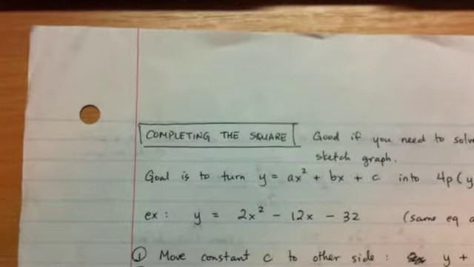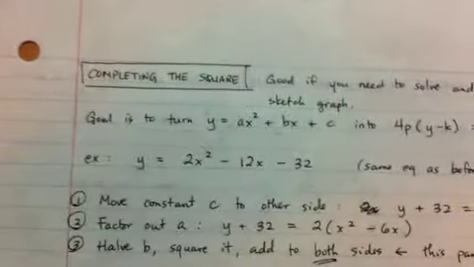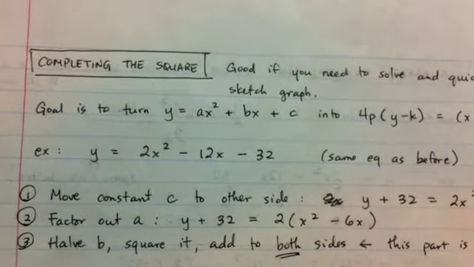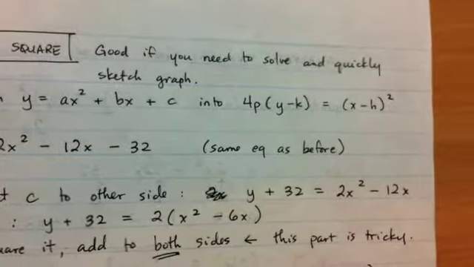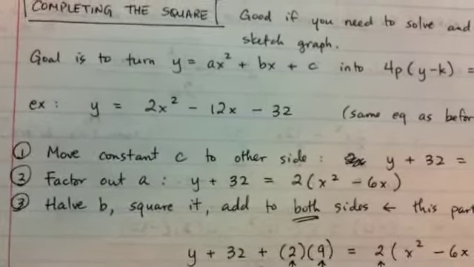Completing the square is a very good tactic if you need to solve very quickly and also be able to sketch a quick graph. The goal is to turn y equals ax squared plus bx plus c into the normal standard format. Our example is going to be y equals 2x squared minus 12x minus 32.